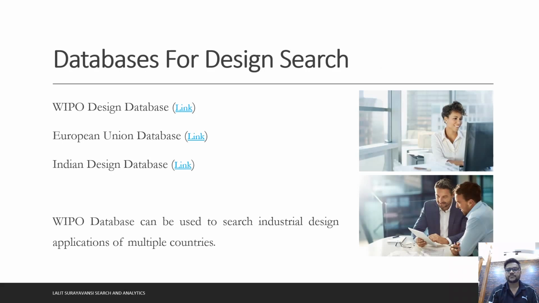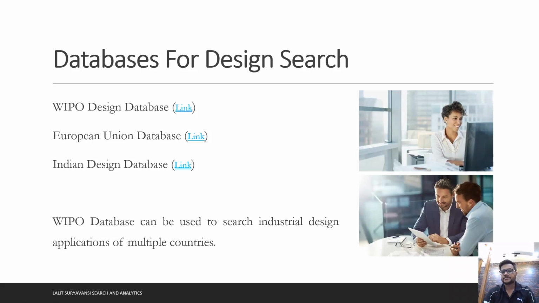Okay, so where we can perform design searches, or aesthetic kind of searches. There are different databases for it also, like utility patents. The WIPO design database is the first database widely used in the design searching domain. Then the second one is the European Union database, where you can perform these searches, and every country has their own design databases. So for example, India has its own repository or database for design registrations.